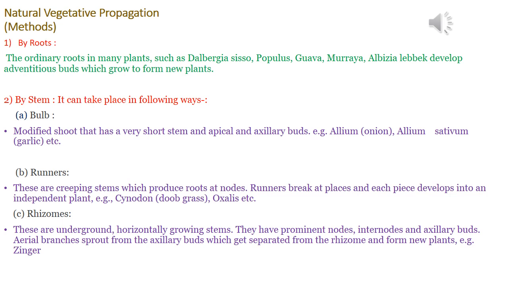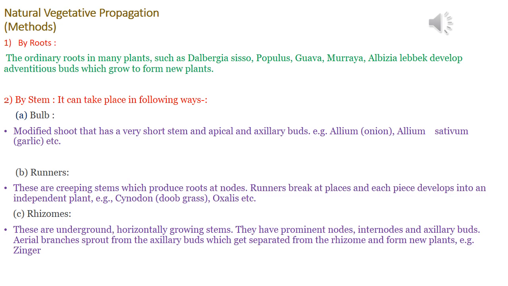Second is by stem. So by stem, it can take place in many ways. First method is by bulb. A bulb is a modified shoot, that is a very short stem, and it has apical and axillary buds. So these apical and axillary buds will give rise to new plants. Examples are Allium cepa, that is onion, Allium sativum, that is garlic, etc.